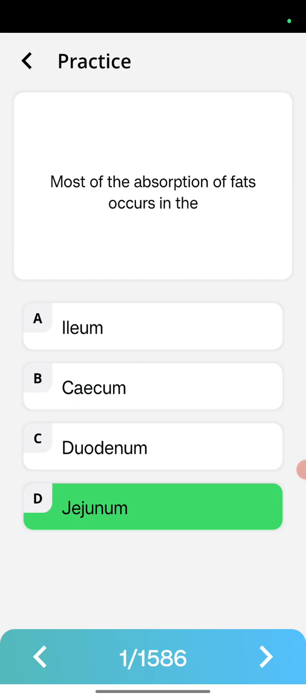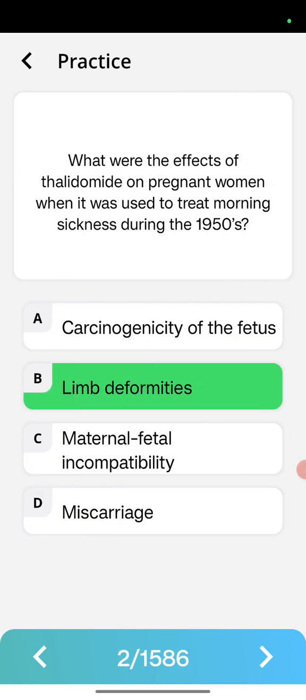Let's start. Most of the absorption of fats occurs in the jejunum. What were the effects of thalidomide on pregnant women when it was used to treat morning sickness during the 1950s? Limb deformities.